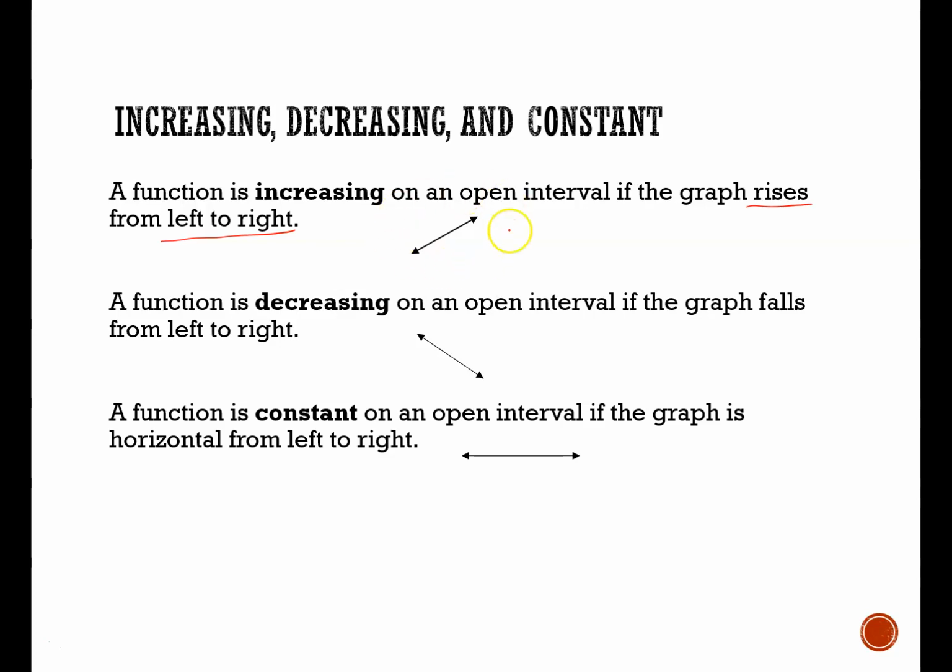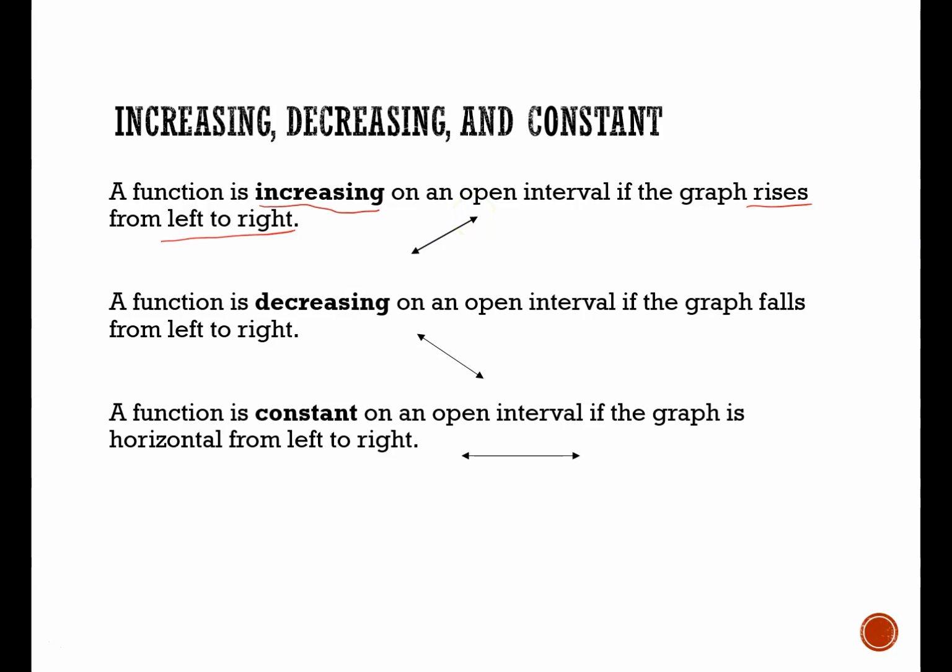So here is an example of a graph that when we start at the left end and we move towards the right, it is going up. We say that it is increasing. Another word in math used for increasing is rises. From left to right, it rises.